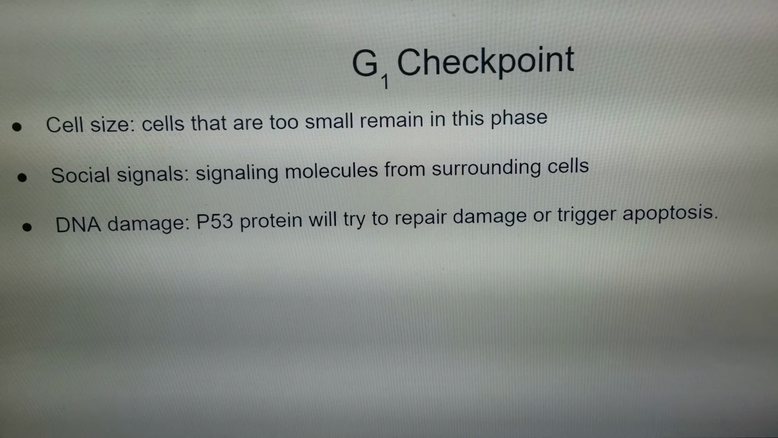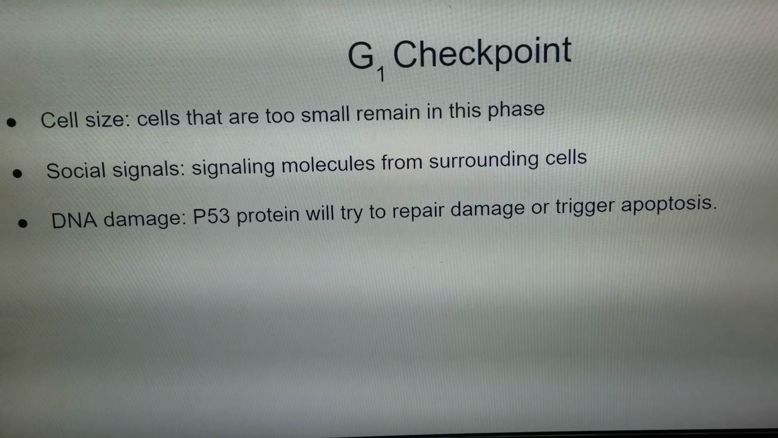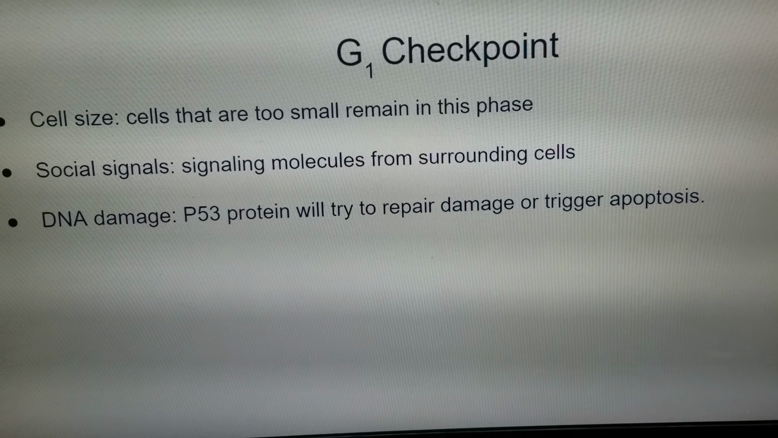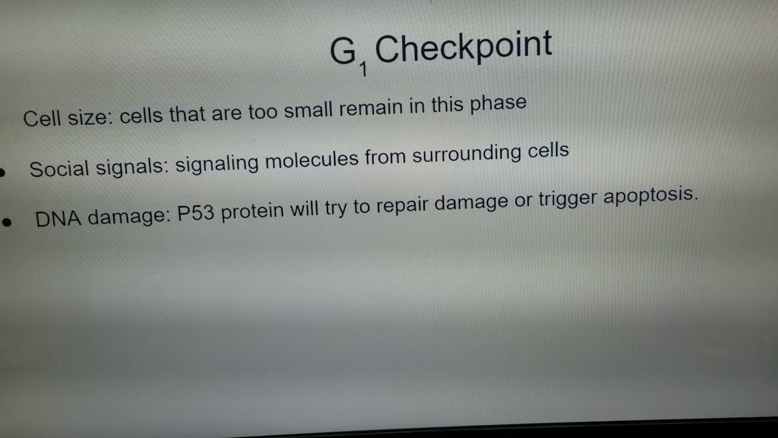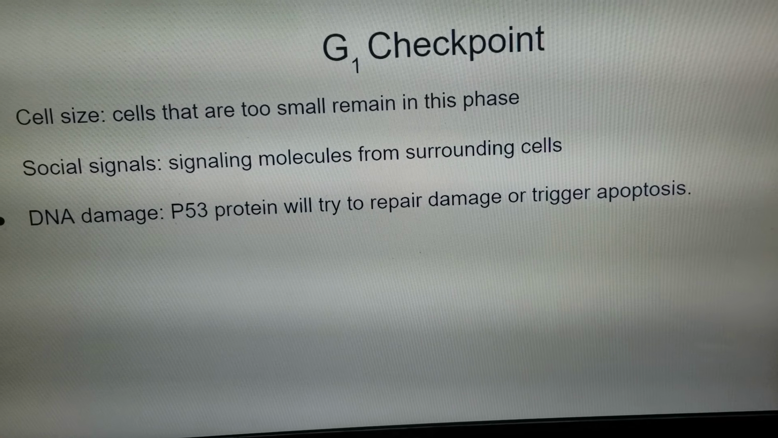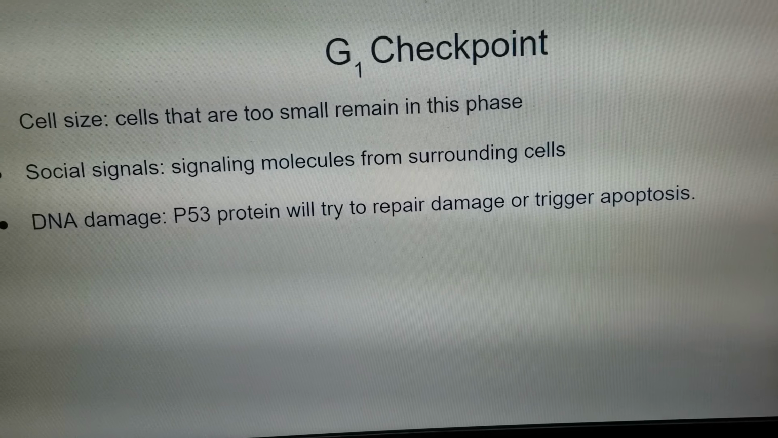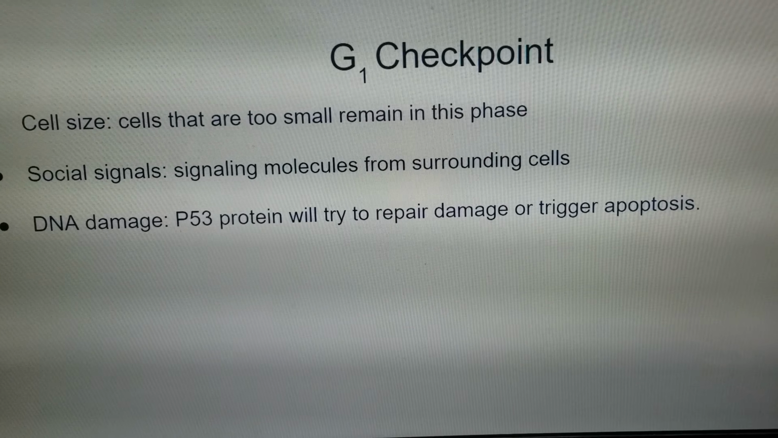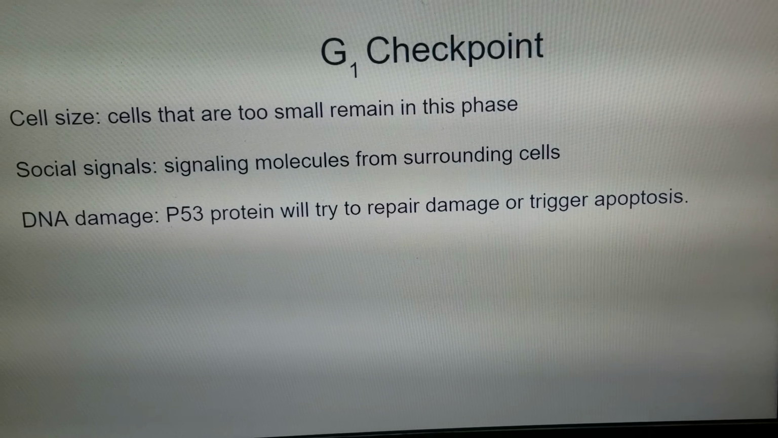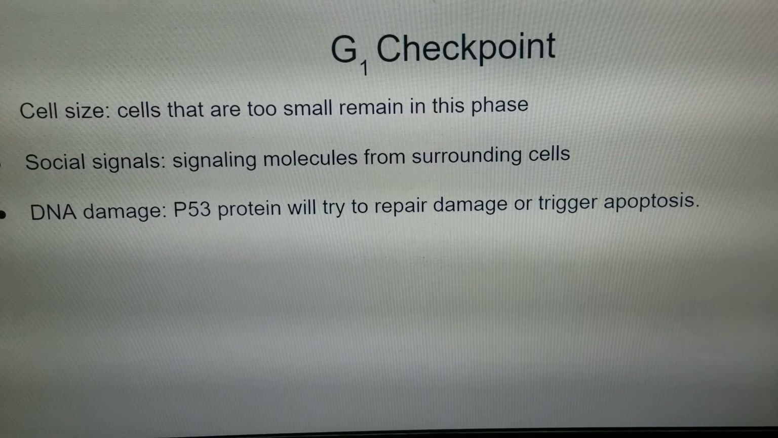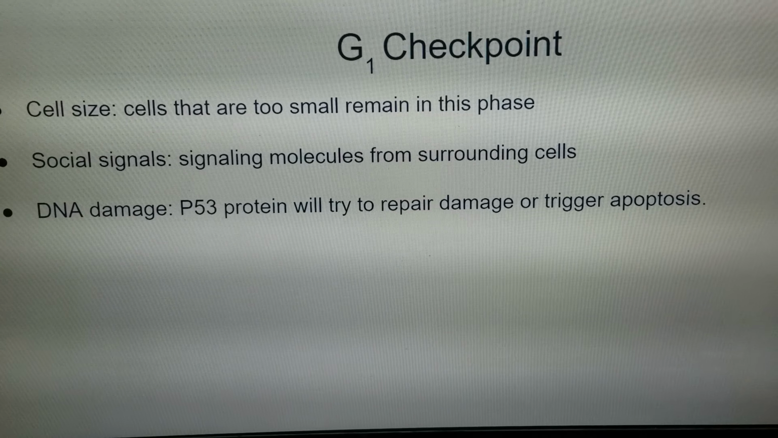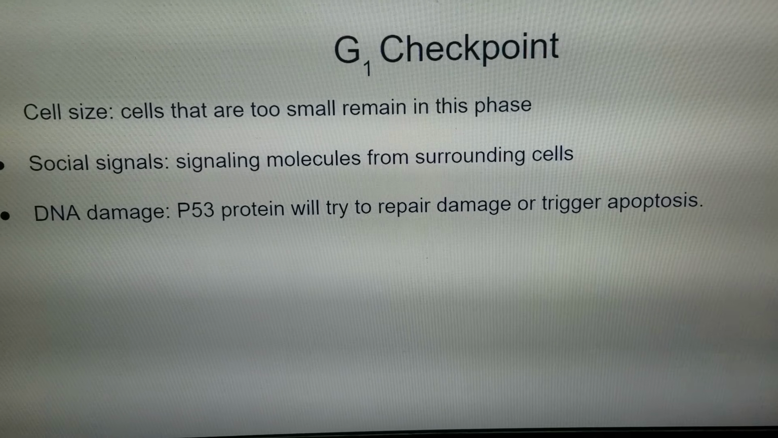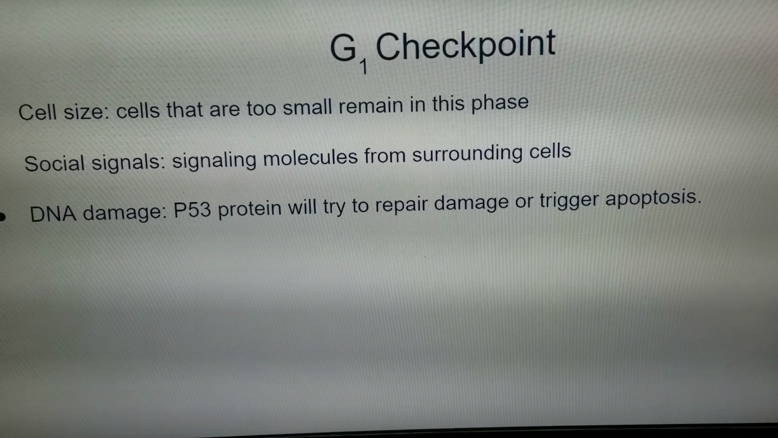The G1 checkpoint prevents cells that are too small for normal function from continuing on to the rest of the cell cycle. It also allows cells to pass or to remain based off of signaling molecules from surrounding cells, and it also checks for DNA damage. If DNA damage is detected, then the p53 protein will try to repair the damage or trigger apoptosis, which is programmed cell death, if the damage is too great.